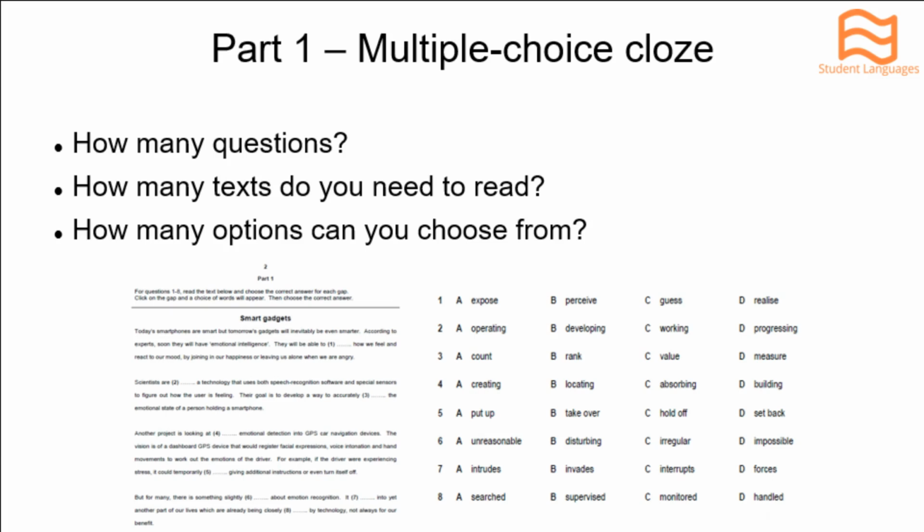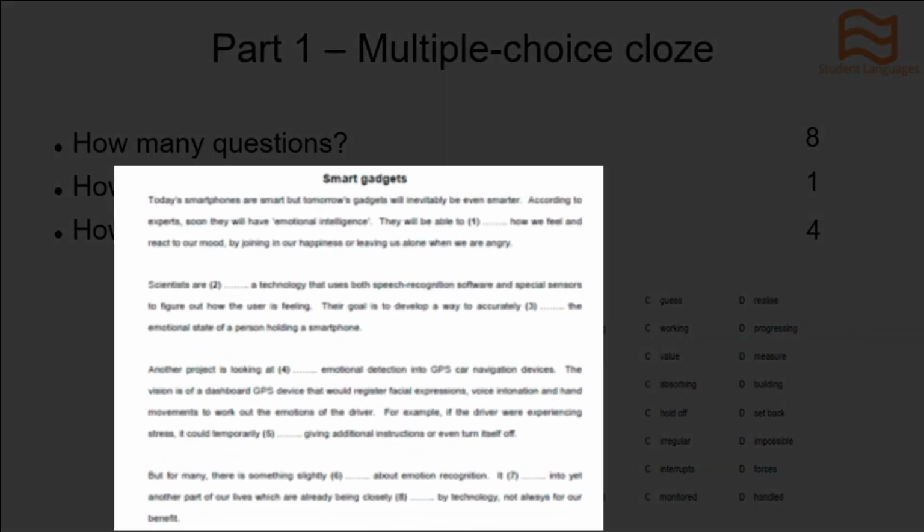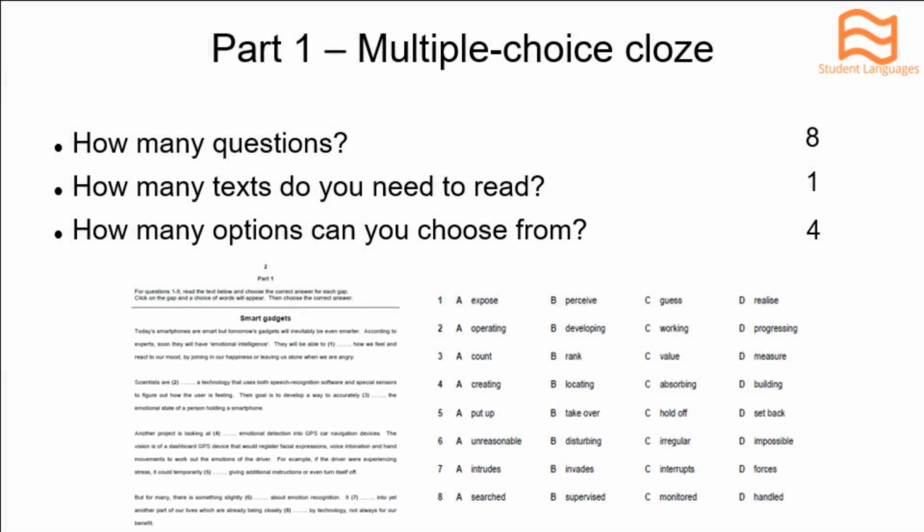So how many questions are there in part 1? There are 8 questions. How many texts or passages do you need to read? Just 1. And how many options can you choose from? 4 different options. So there are 8 gaps in a text that looks like this. And below the text you'll have 8 questions with an A, B and C and D option for each question. And you have to choose which word fits in the gap best, A or B or C or D for each question.